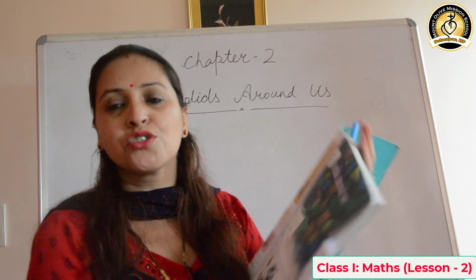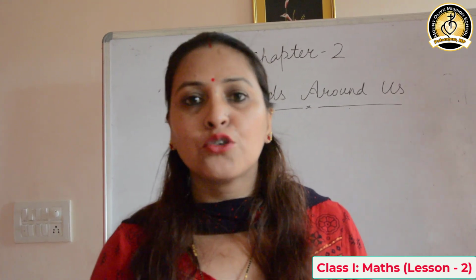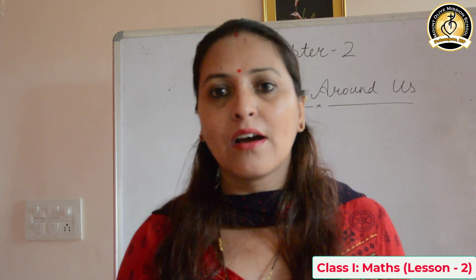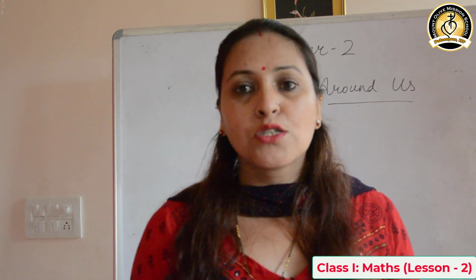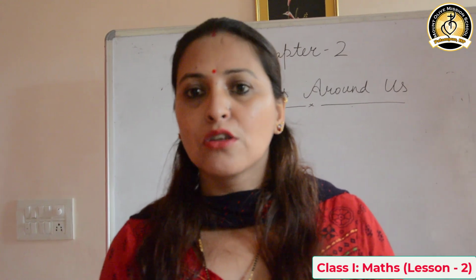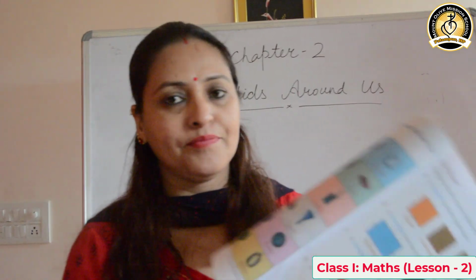हमारे आसपास की जो shapes हैं उनके बारे में आज हम पढ़ेंगे. So students, there are two types of shapes. Shapes जो होती हैं दो प्रकार की होती हैं. First one is solid shapes and flat shapes. First we will discuss solid shapes. So students, please open your book page number 10.